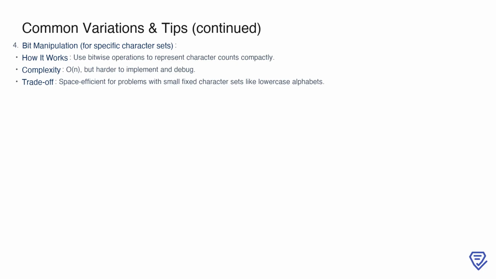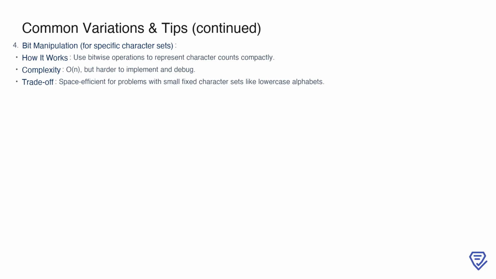Another alternative, particularly for problems with fixed, small character sets like the lowercase English alphabet, is to use bit manipulation. This method involves representing character frequencies compactly using bitwise operations. Its time complexity is O(n), making it efficient for large inputs. However, the implementation can be more challenging and less intuitive, which increases the risk of bugs. Additionally, debugging bit manipulation-based solutions can be cumbersome.